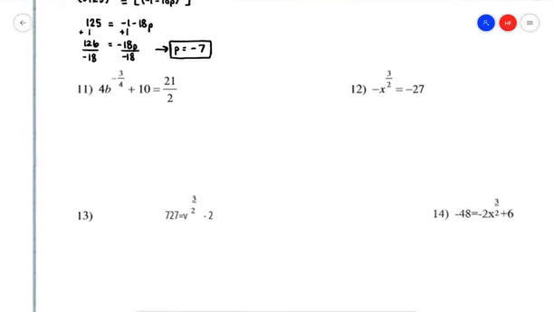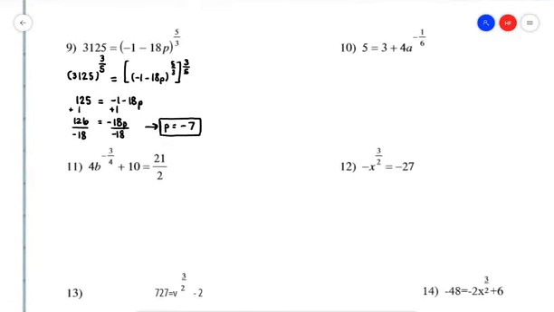Now number 11, it looks like it's going to be similar to number 9, but we don't have our pieces in parentheses now. So the first thing I need to do is make sure that my variable with that power raised to it is isolated. So I'm going to subtract 10 on both sides. I get 4b raised to the negative 3/4 power is equal to 21 over 2 minus 10, which is 1/2.